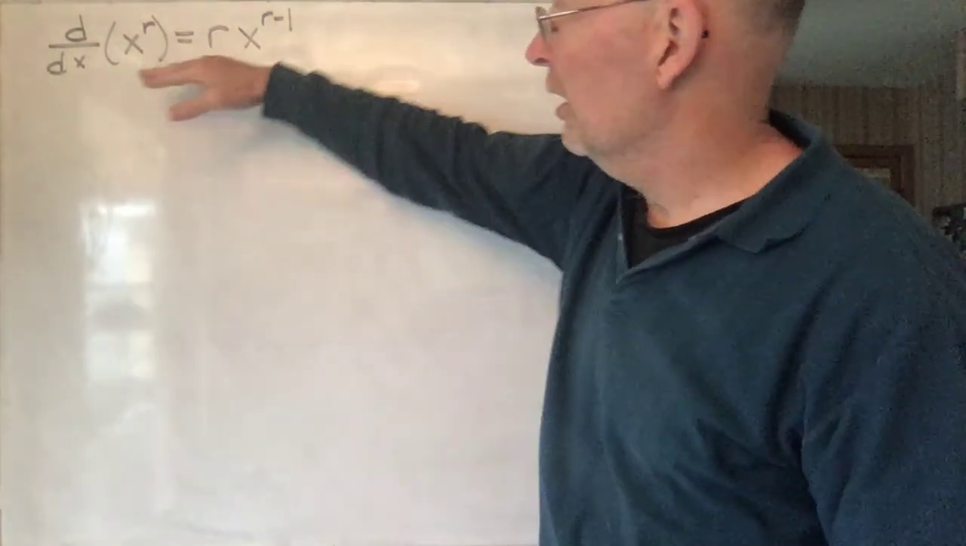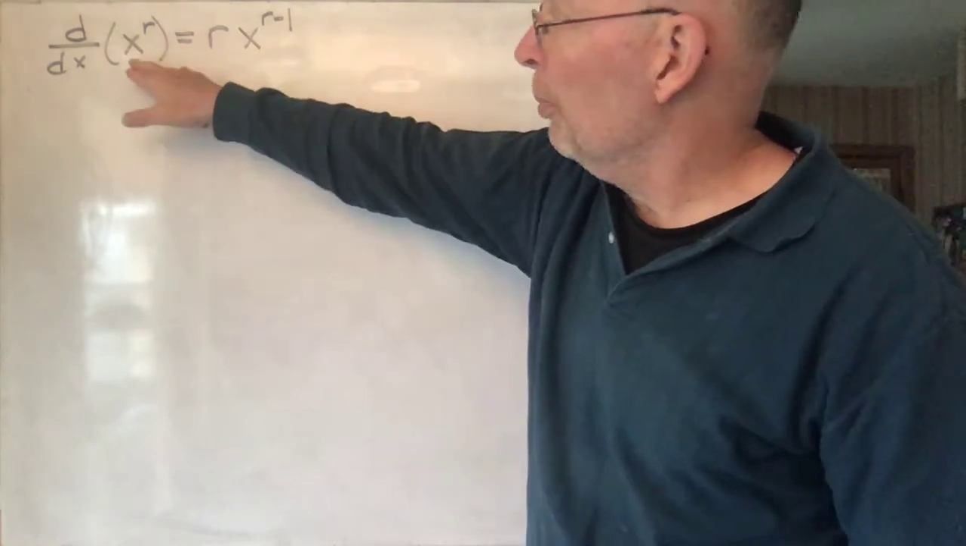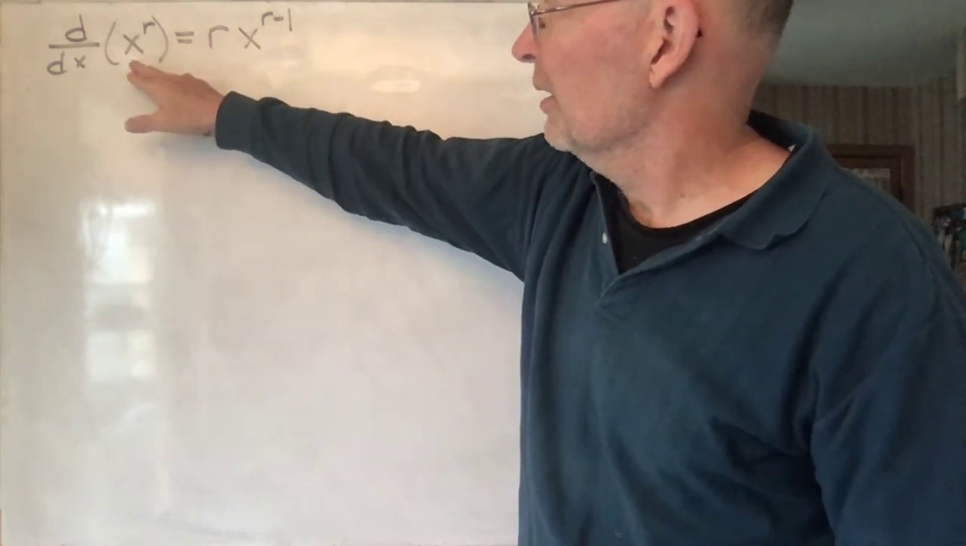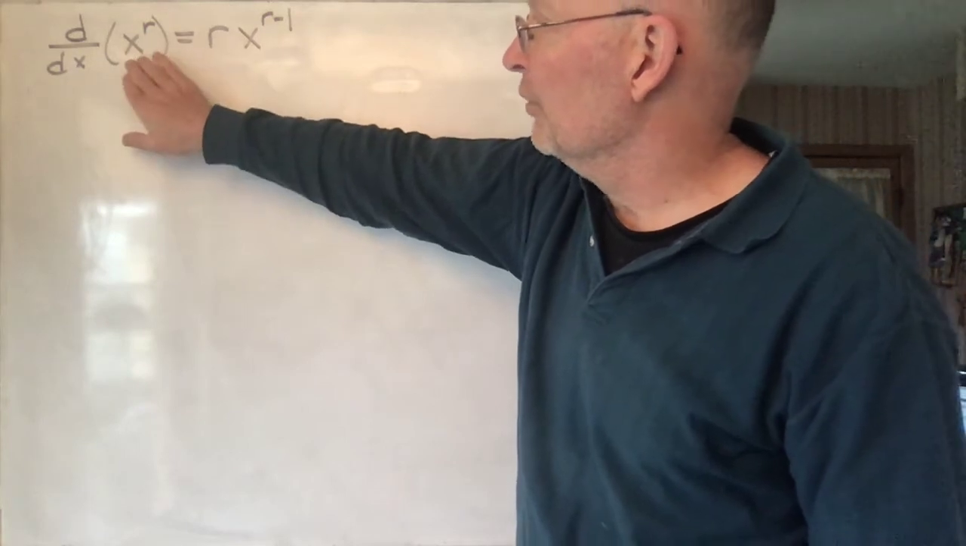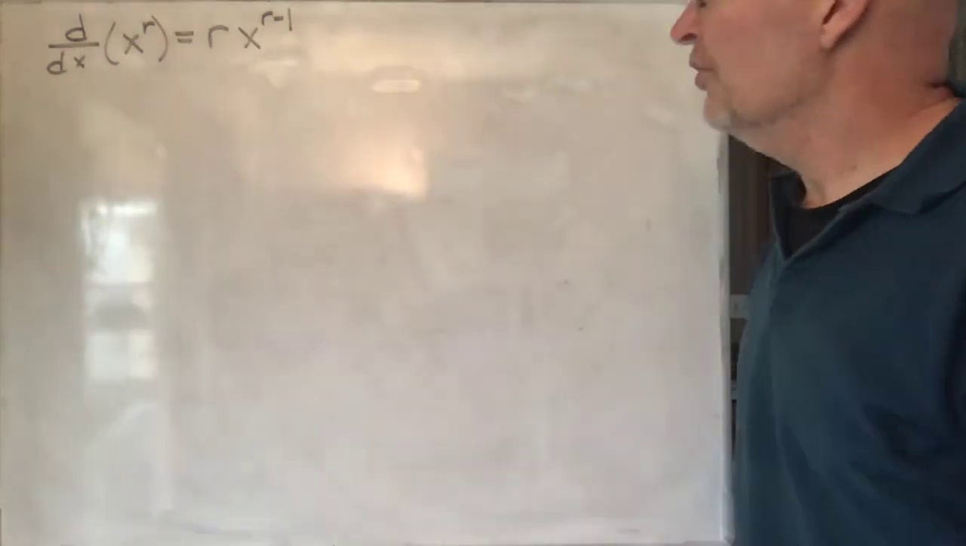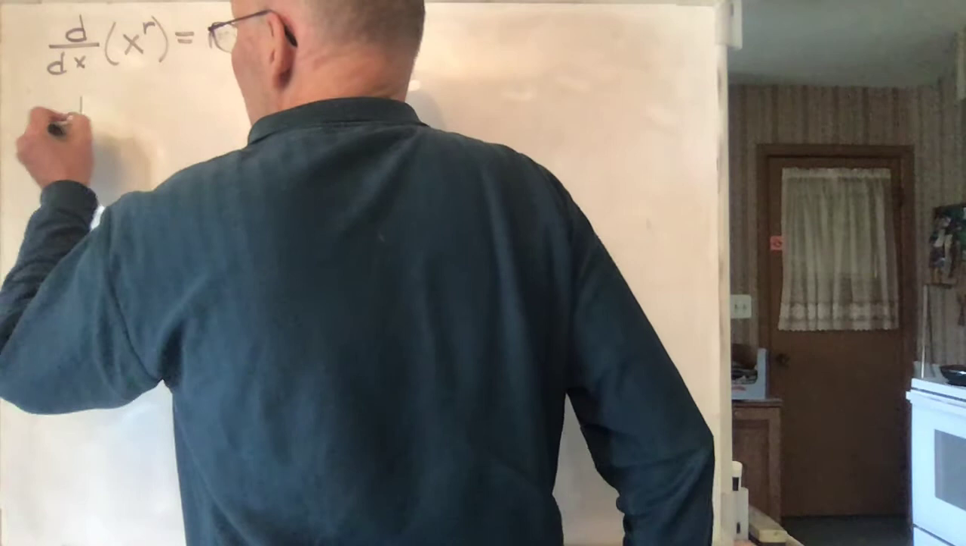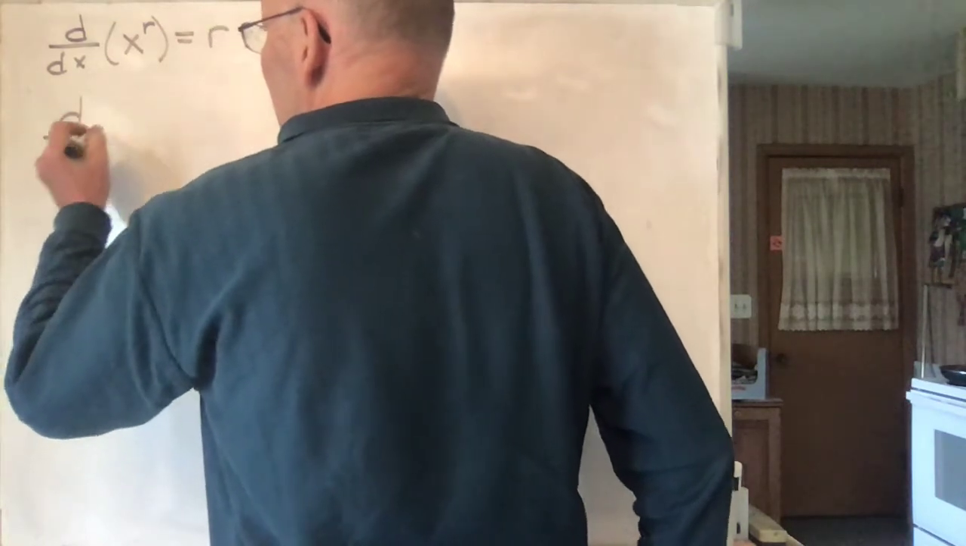And again, don't lose sight. This right here is the function. This right here is a new function which tells you the slope of this function at any point. This gives you the height of the function. This tells you what the slope is. So, what about the derivative of the sine of x?